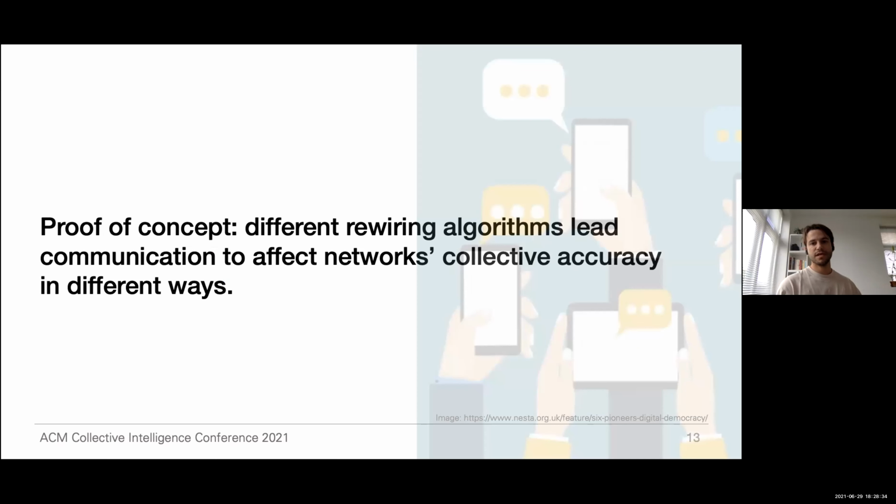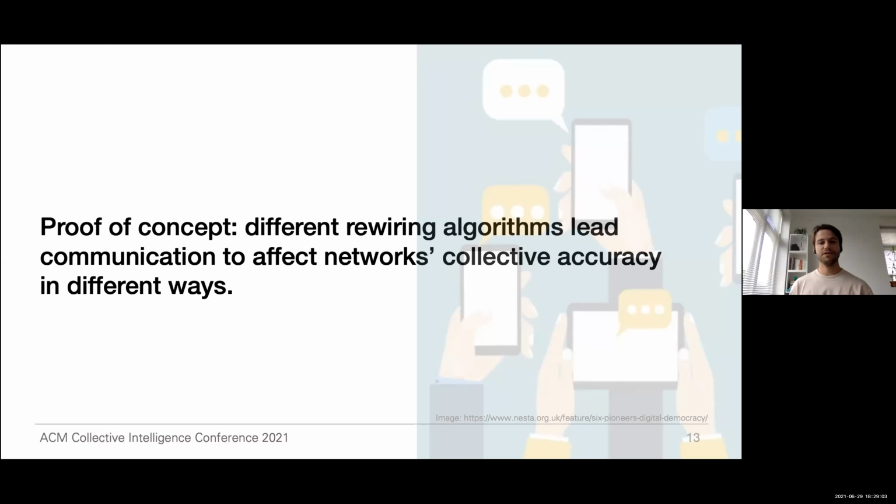So just to conclude, what can we take away from all this? Well, first of all, we recognize there are some important limitations to the study, such as a general lack of statistical power, and we aren't really advocating for any of the specific algorithms per se, including those experimented here. But we believe this experiment provides a proof of concept showing that algorithmic mediation with different rewiring algorithms can be used to steer the effects of communication in online social networks making collective decisions.